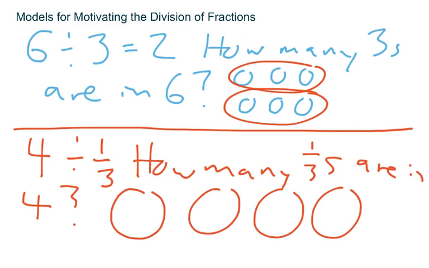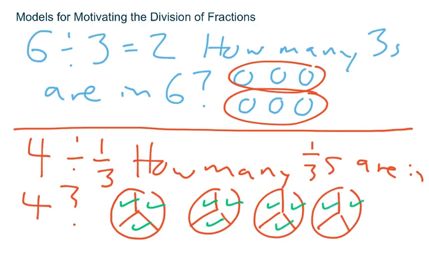Well, each one of those wholes could be divided up into thirds. And then if I were to count how many 1/3 I see in those 4's, I would have 1, 2, 3, 4, 5, 6, 7, 8, 9, 10, 11, 12. How many 1/3 are in 4? There's 12 of them.